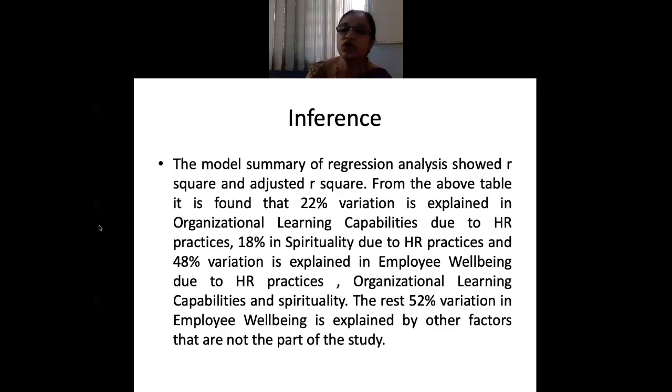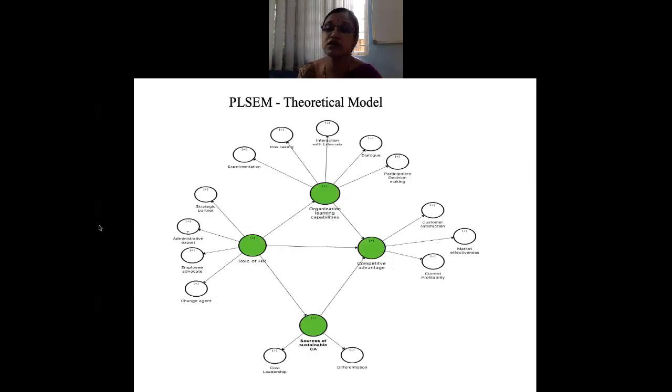So this is how you write inferences. And please remember, your inferences must be very crisp. Don't keep elaborating. And please don't write, say for example, what is R square, adjusted R square when it comes to data analysis. Never write, suppose you're using t-test, what is t-test when it comes to data analysis and interpretation. That is never required when it comes to the thesis. I've just given you an example of how the analysis can be done through a PLS-SEM model.